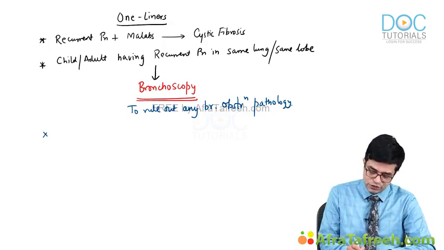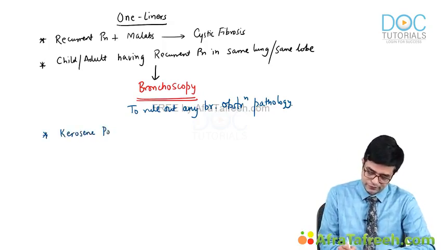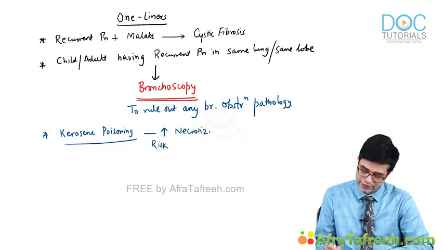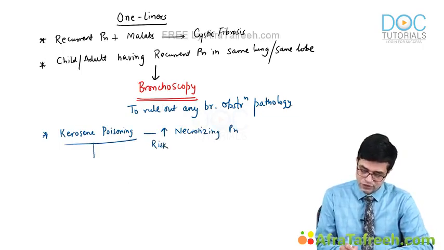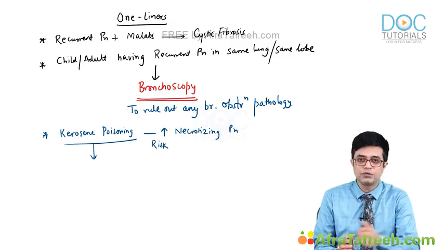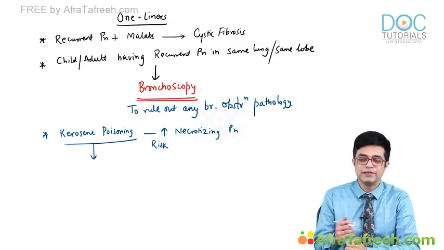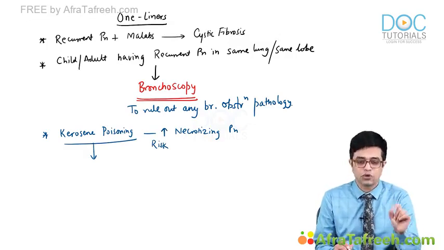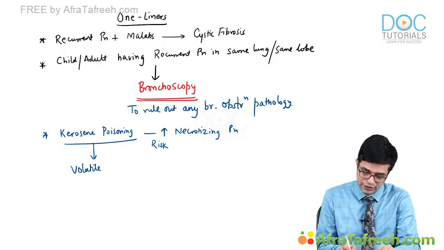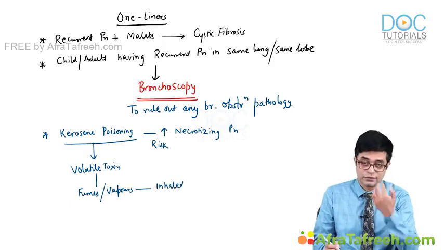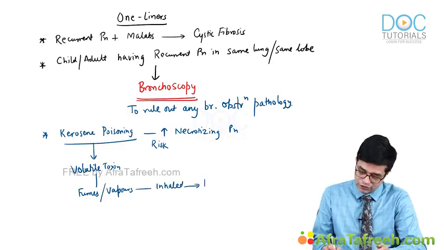And finally, patients who have kerosene poisoning have a high risk of developing necrotizing pneumonia. Kerosene poisoning, also called hydrocarbon or aliphatic hydrocarbon poisoning, is a problem even if the child has not aspirated, even if the child has only ingested it. Kerosene is considered to be a volatile toxin, and the fumes or vapors can be inhaled if the child has taken it in the gut, and that can produce pneumonia in the child.